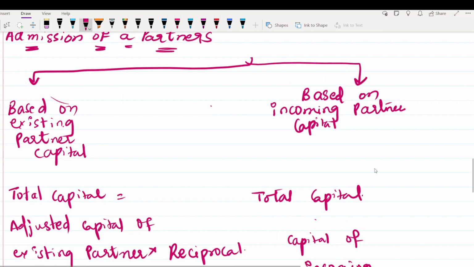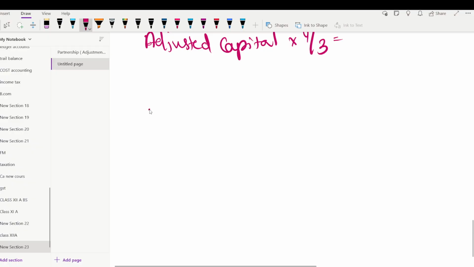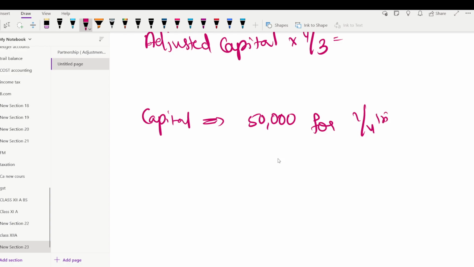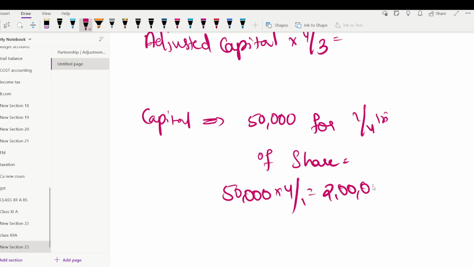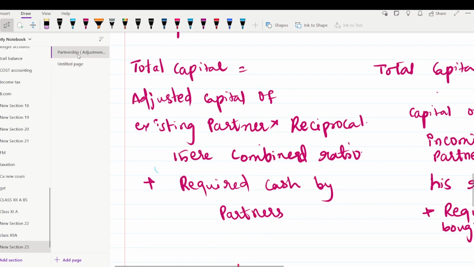The next is based on the incoming partner's share of goodwill. In this case, if the capital we asked from the incoming partner is 50,000 rupees for a 1/4 share, then you will do 50,000 into the reciprocal of his share, 4/1, which equals 2 lakhs. That 2 lakhs you will distribute. That 2 lakhs will be considered as the total adjusted capital.